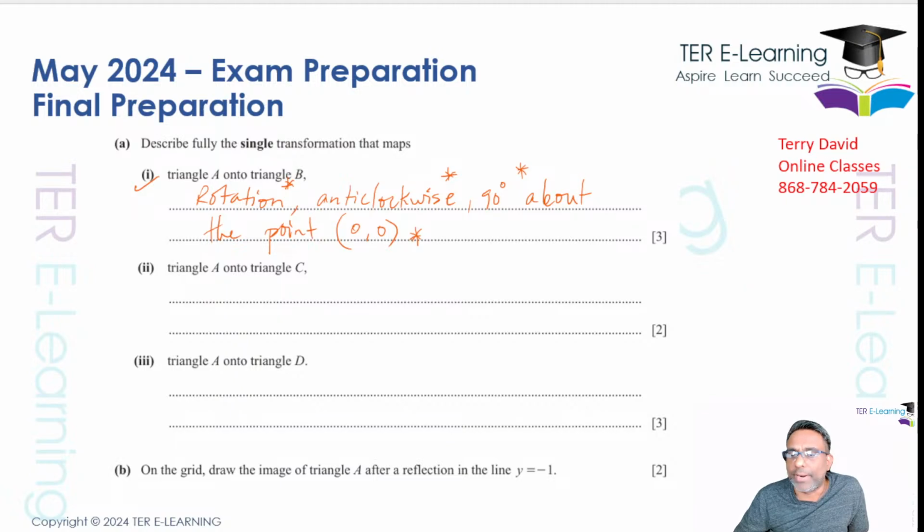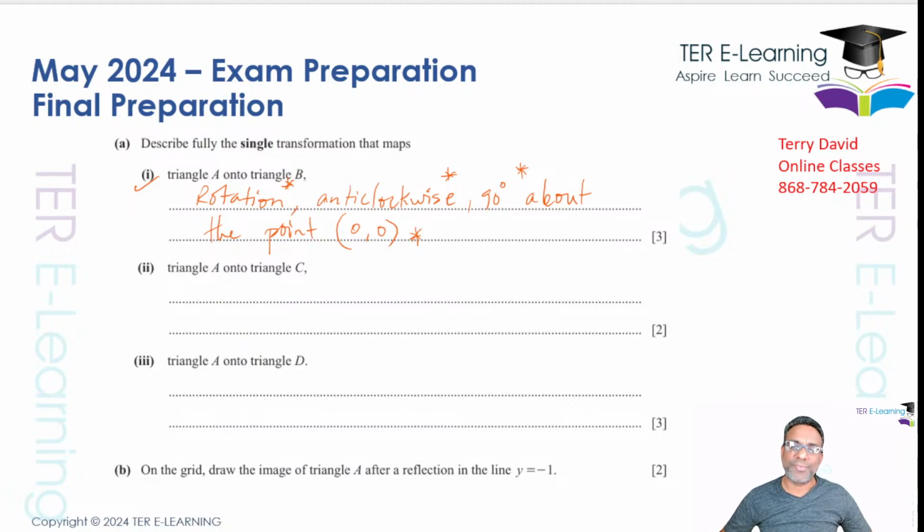Some people are saying 270 degrees rotation clockwise. Sure, you can say that as well. If you want to say clockwise, you can say clockwise, but specify the angle as 270. I'm doing a whole sample paper here, so it'll take a little while to finish the session. Yeah, clockwise is fine. You can say clockwise, just specify 270 degrees.